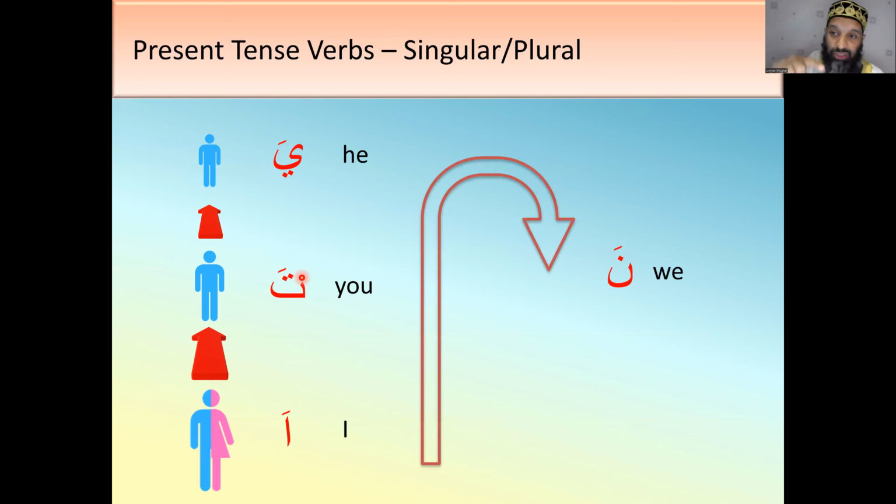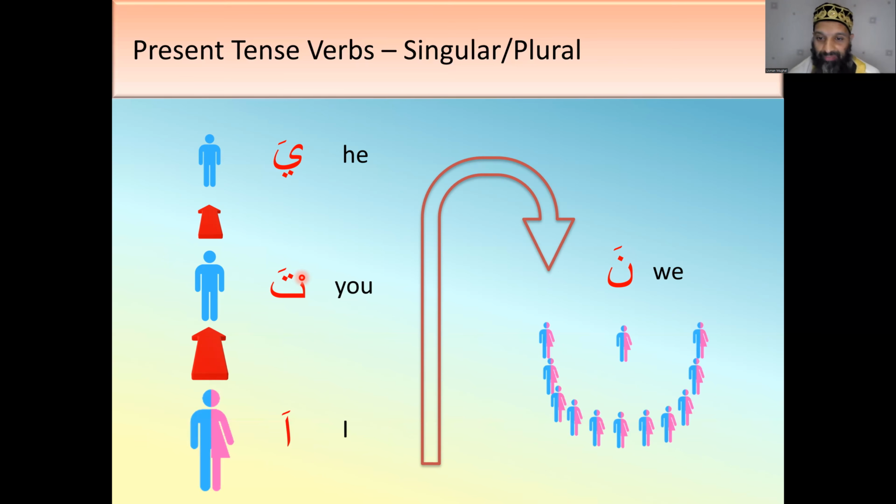And the last one is a noon. So remember like this, it might work for people. Alif, ta, ya, and noon is all of us, na. So noon is you and everybody else around you. And it looks like a noon. I don't know if people like that, but I hope people can understand what's going on.